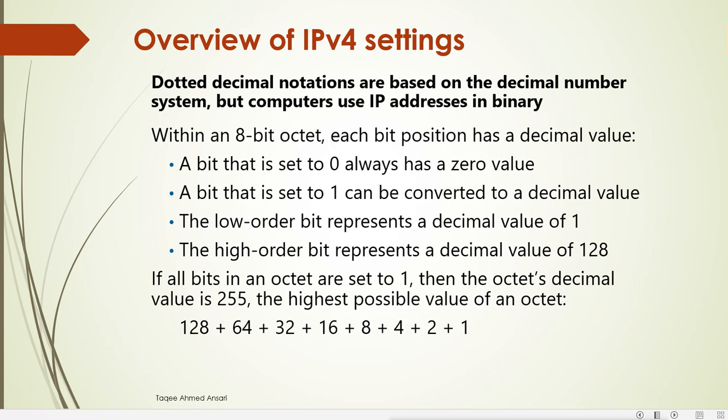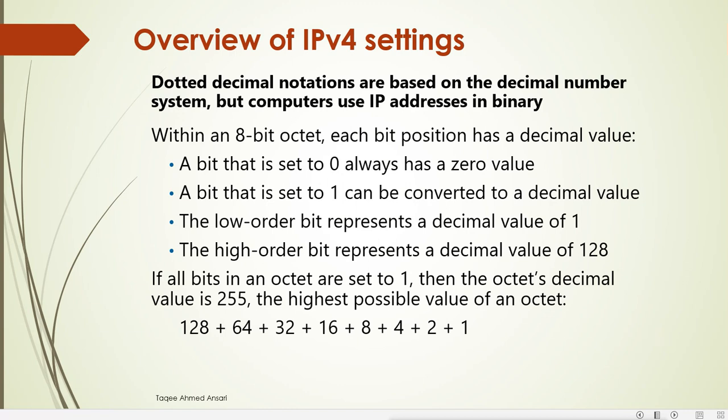First, dotted decimal notation is based on the decimal number system, but computers use IP addresses in binary. Remember, computers are digital machines, and all digital machines use a binary system. They use digital language, which has bits. Bits are like registers: they either have memory or they don't have memory. That is represented by the binary language, where we have only two numbers, 0 and 1.